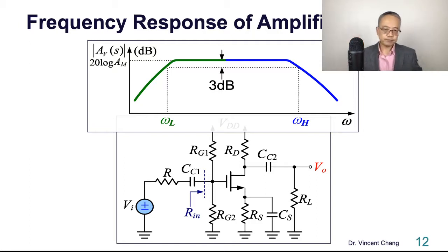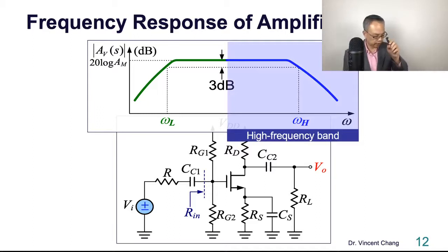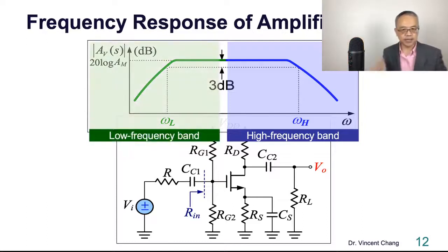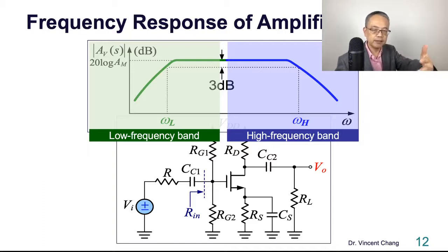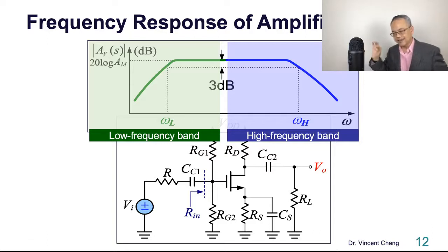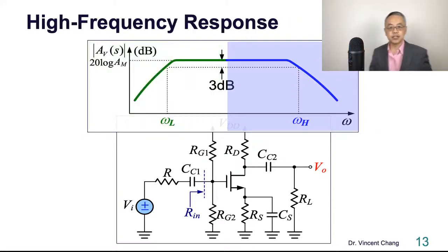So now let me explain what happened to the amplifier. This is the key point of this lecture, okay? Listen carefully. This is the high frequency band, the medium band, and this is the low frequency band on the left-hand side. When you conduct analysis in the high frequency band, it's called high frequency response. When you conduct signal analysis in the low frequency band, it's the low frequency response.